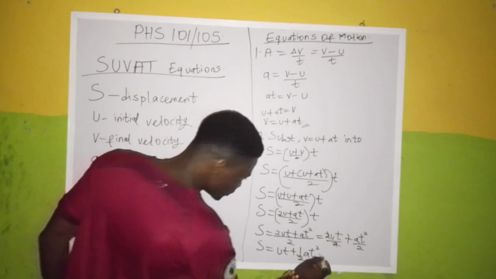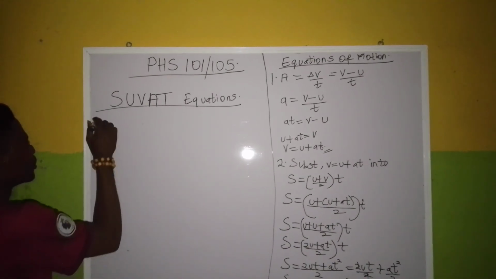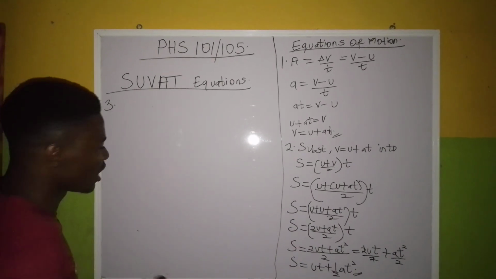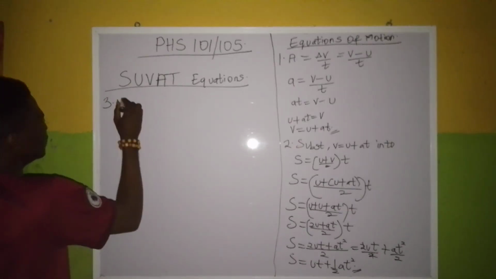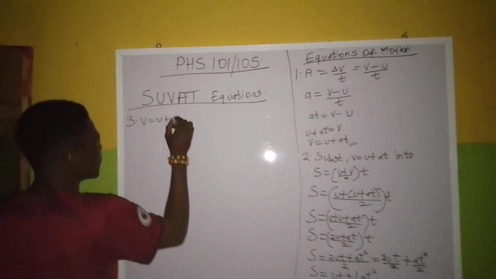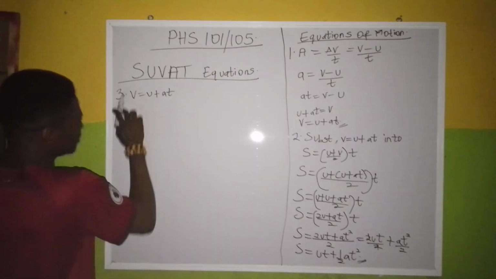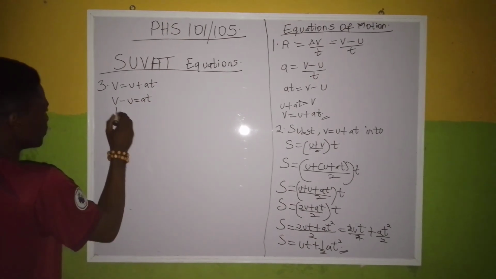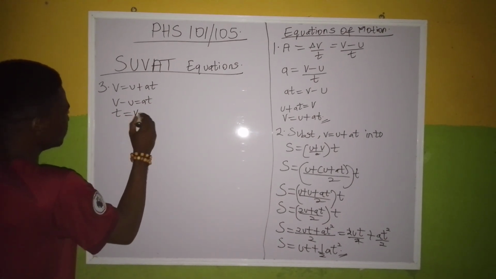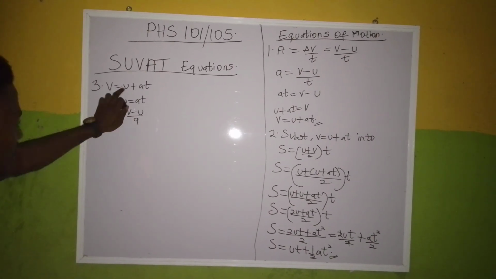Now we'll be moving on to the third equation of motion, V squared equals. We'll prove that also. So how do we come about the third equation of motion? Still from V equals U plus AT, we make t the subject of the formula first. We bring the U to the other side, so we have V minus U equals AT. Making t the subject, we have t equals (V minus U) over A. You understand now? We made t the subject of the formula.